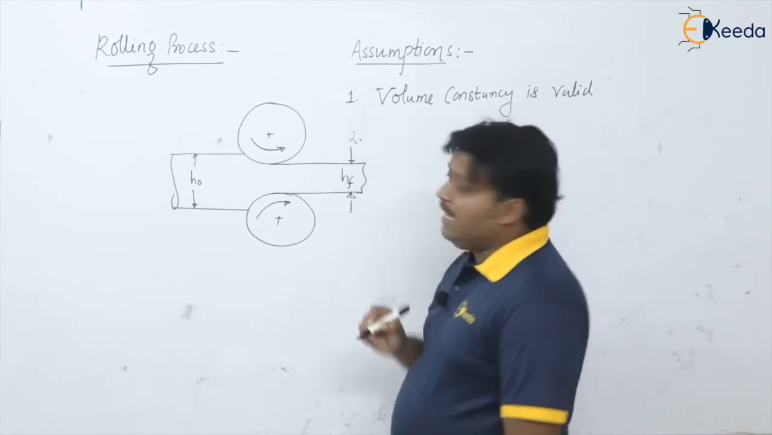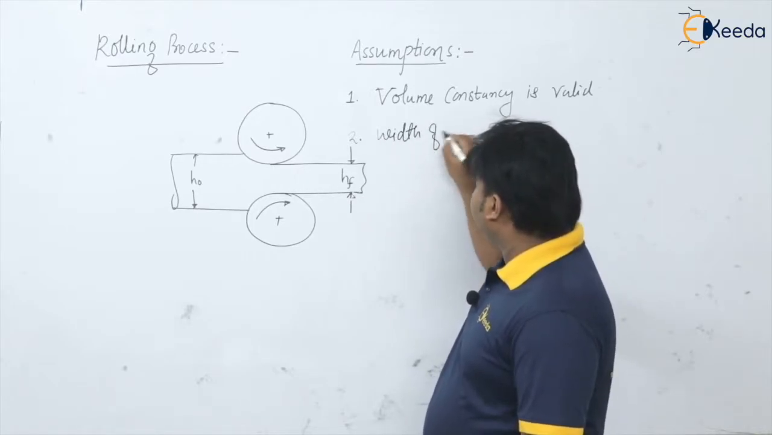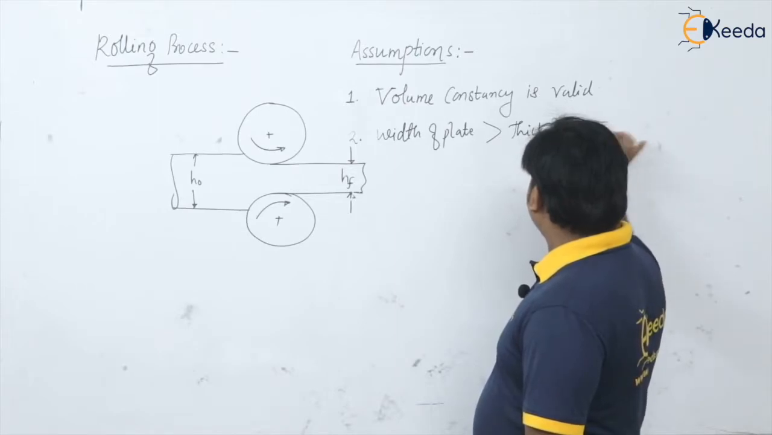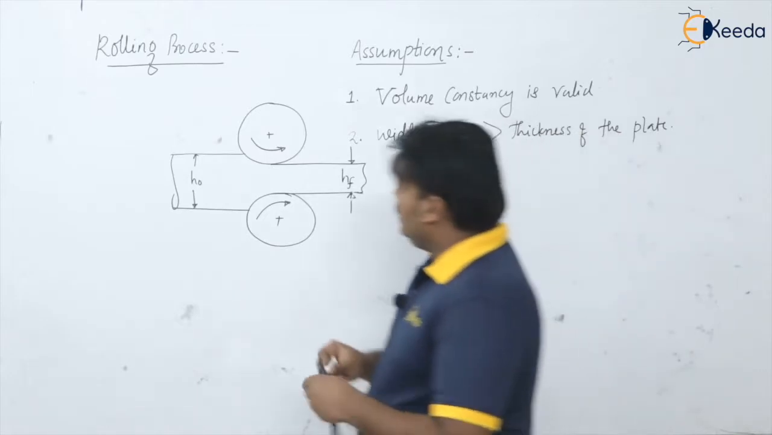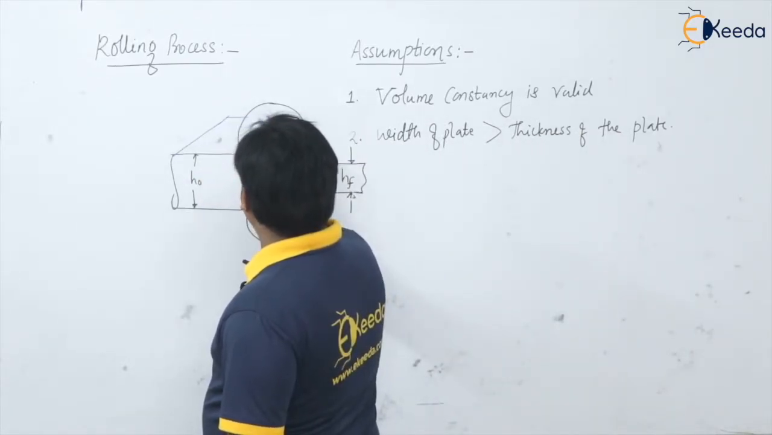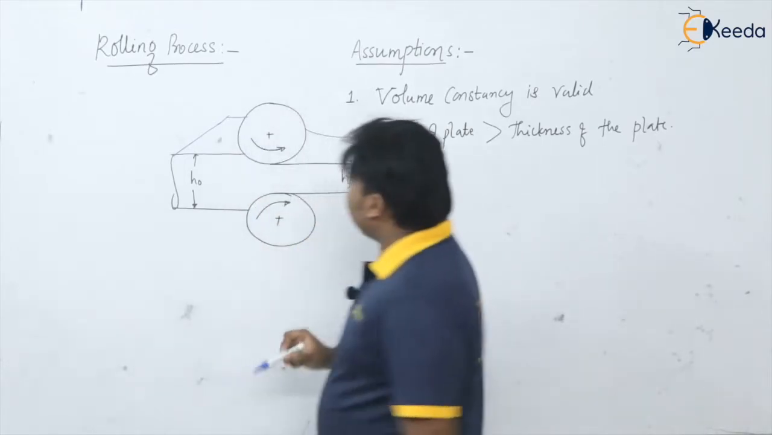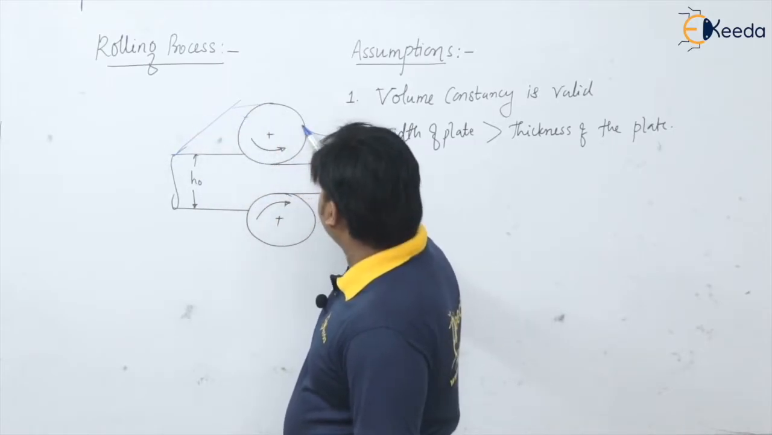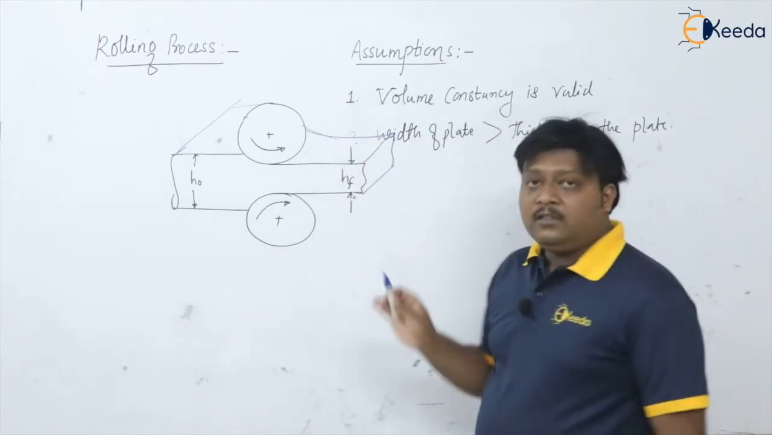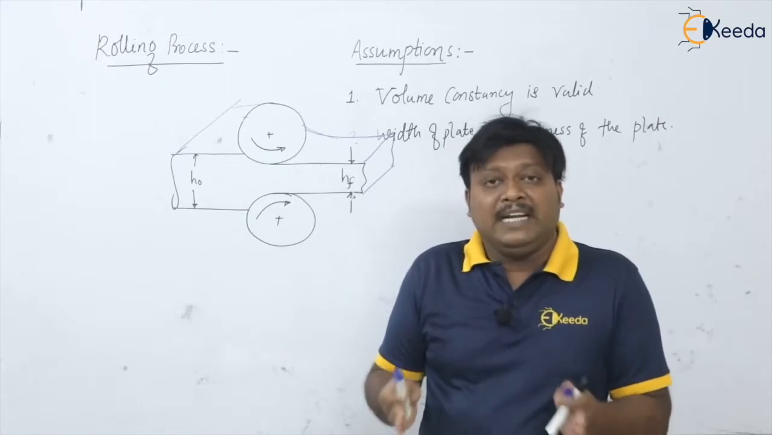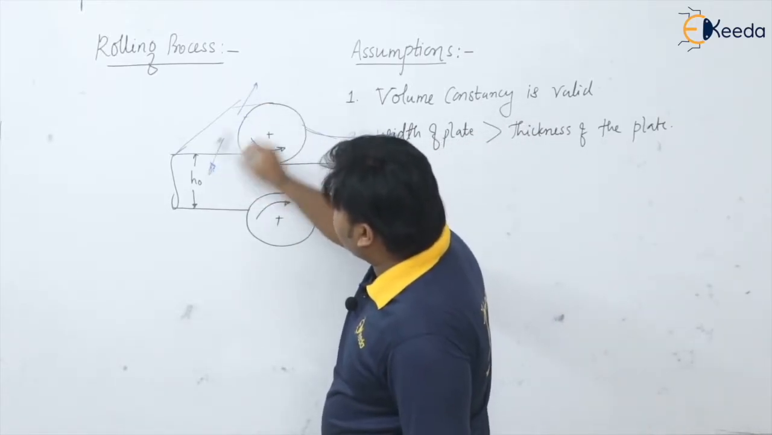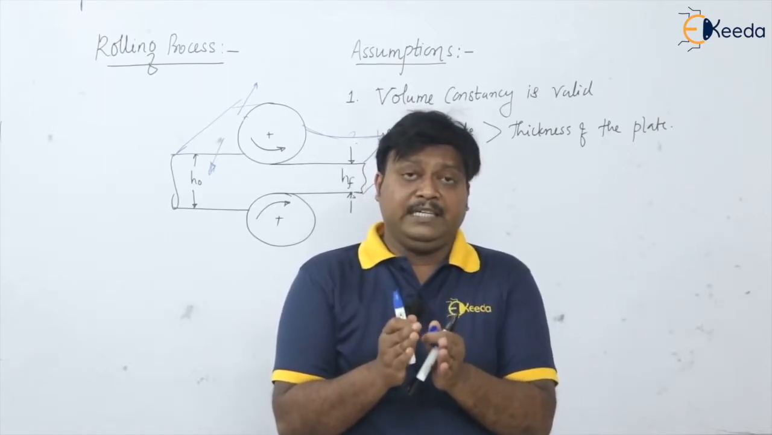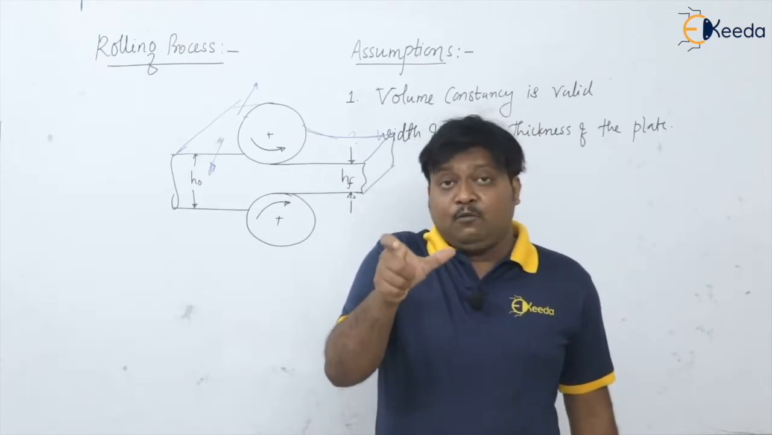The second important thing is that the width of the plate is larger than the thickness of the plate. Please remember, we are considering that the width of this plate is much larger than the thickness of the plate. I have to show a little more width here. That is why we can assume there will not be any widening of the plate in the width direction. Very important assumption. As the width of the plate is larger than the thickness, during the deformation there will not be any widening of the width.